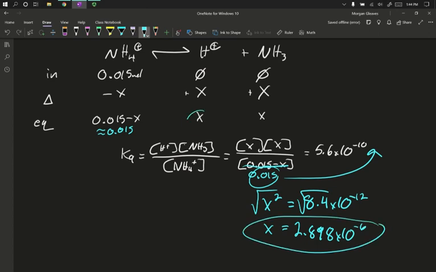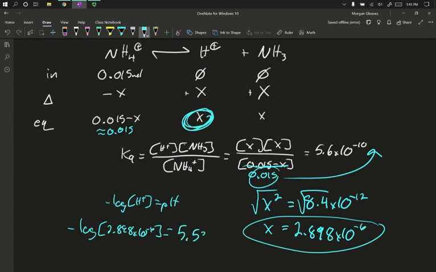Well, we said x was the concentration of our H plus. So negative log of our H plus is going to be our pH. Negative log of 2.898 times 10 to the minus 6 is 5.5378. We'll keep a few extra sig figs here for a moment.